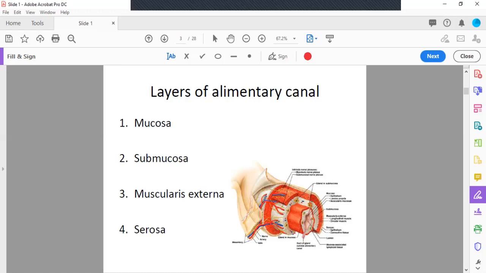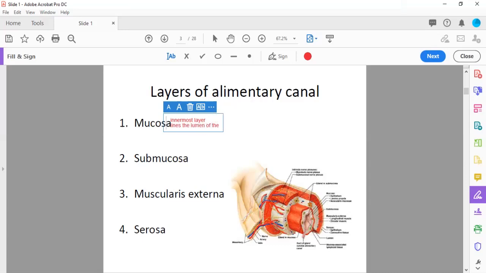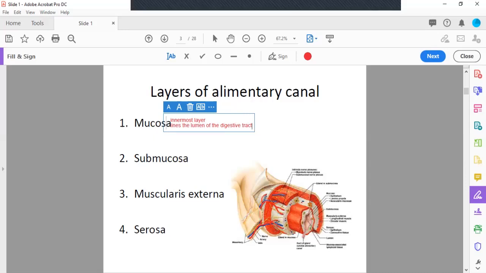The first layer that we have is the mucosa. We can say this is by far the innermost of the 4 layers. What we can also say is that the mucosa lines the lumen of the digestive tract. Now, what is it composed of? That's a very good question to ask. What is it composed of?